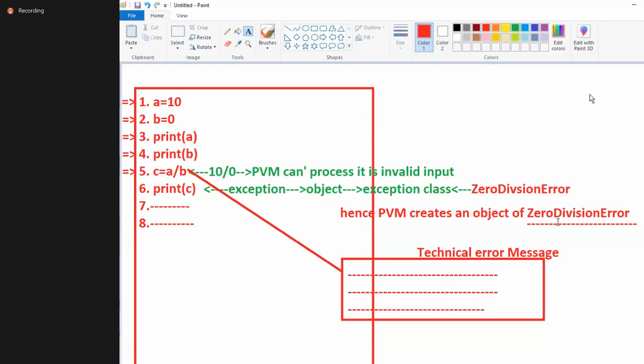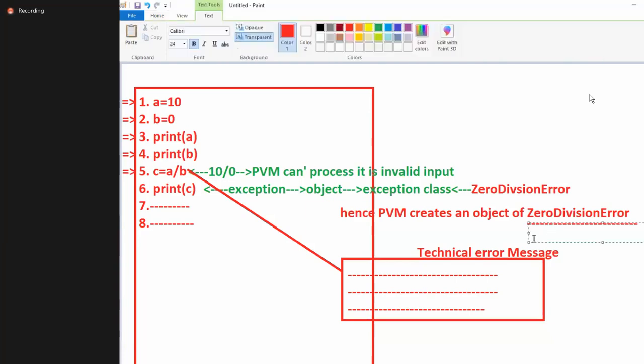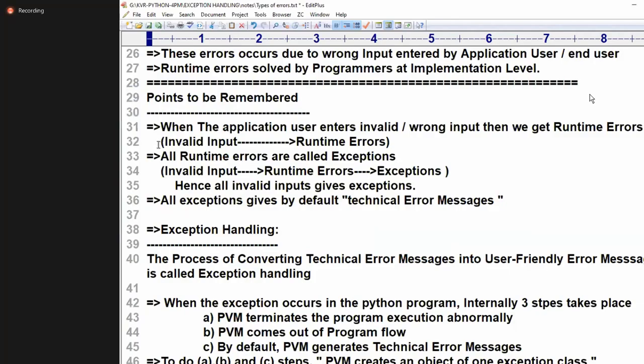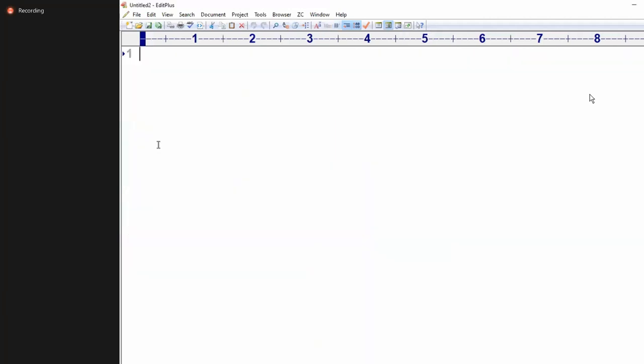Dear students, predefined exceptions we can call. Let me show you one simple program. Now I am writing one Python program, something like ex1.py. Look at that carefully. I am writing a is equal to 10, b is equal to 0, and then print.